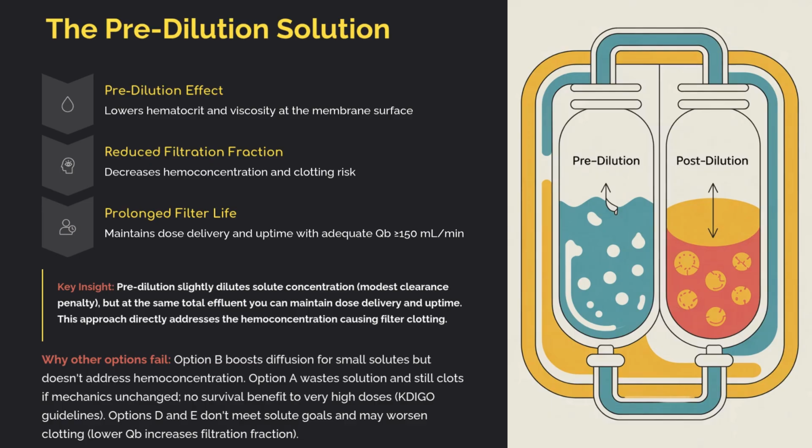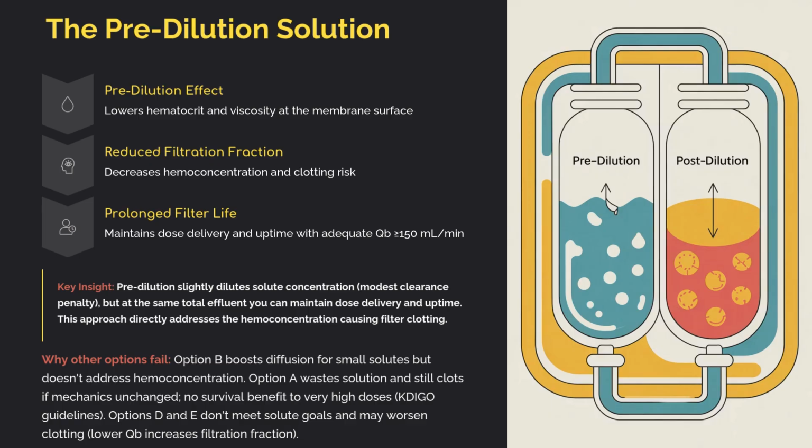Here is a key insight: pre-dilution does slightly dilute solute clearance, so you lose a little clearance efficiency, but at the same total effluent dose, you can maintain stable therapy and much better uptime. In other words, it directly solves the hemoconcentration problem that causes premature filter clotting.